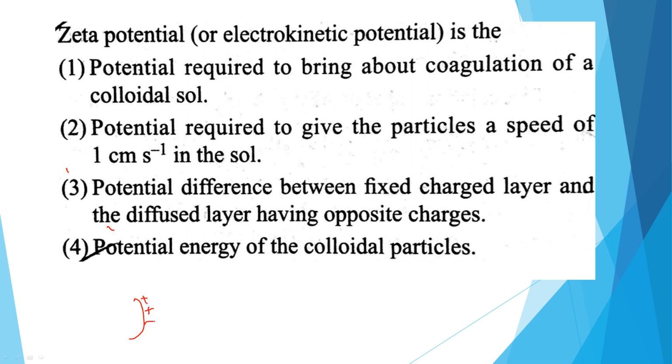If this is the fixed layer with positive charge, this is the diffused layer. Due to the charge separation, the Helmholtz charge double layer, a potential difference arises. The potential difference that arises in colloids due to the charge double layer formation is called the zeta potential. That it is the potential energy of the colloidal solution is wrong. All are wrong. Only the third answer is correct. 3 is correct.